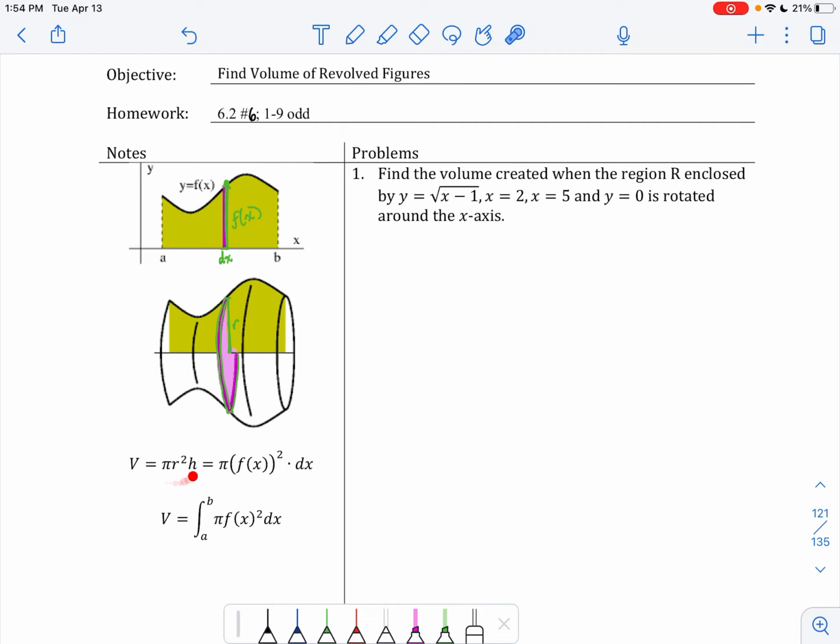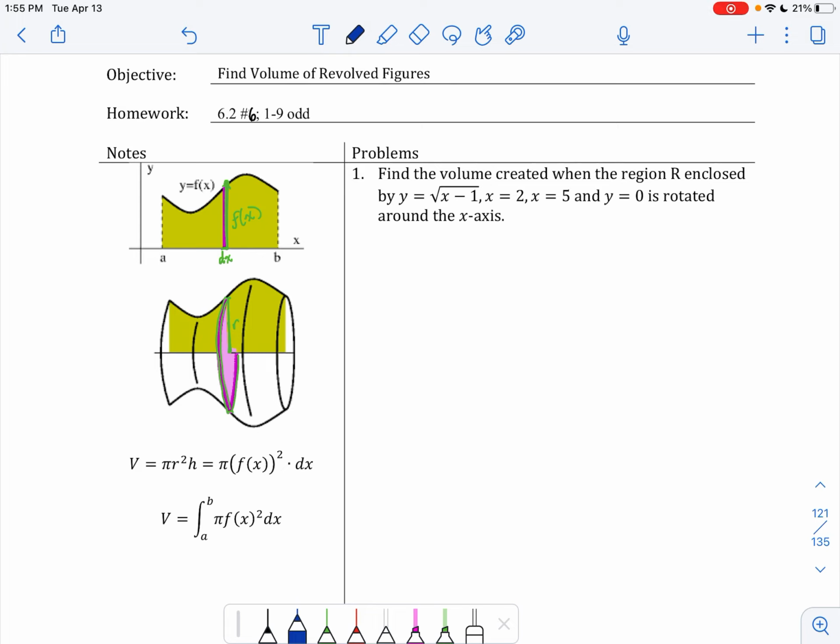So we're going to use basically our cylinder formula, because that's what this disc, this coin shape, is: pi r squared times h. The r is the height of the function, and the width of the disc is dx right here. So the volume of this entire figure is the integral from a to b of pi times f of x squared dx. And that's the formula you're going to want to use for this lesson.